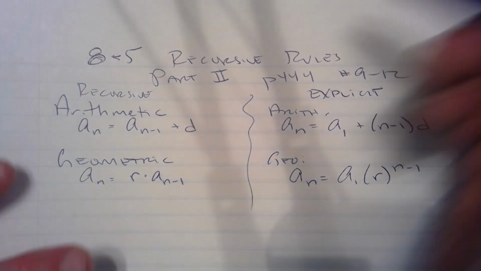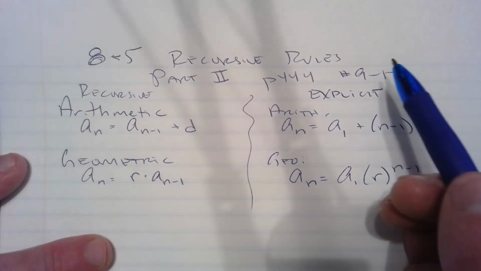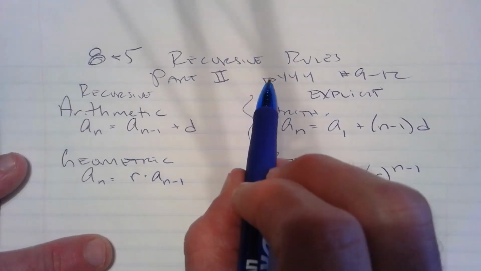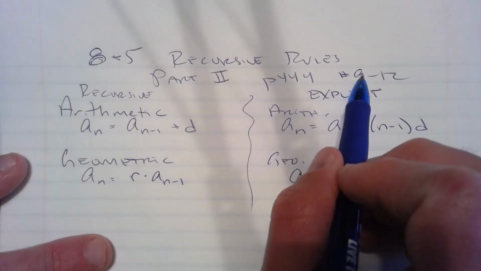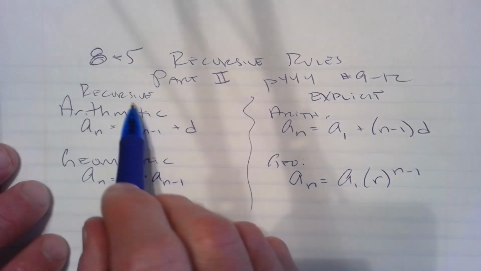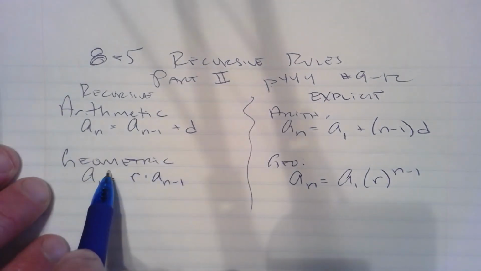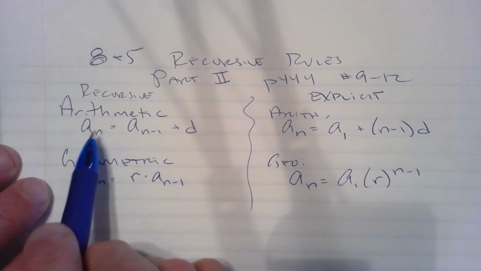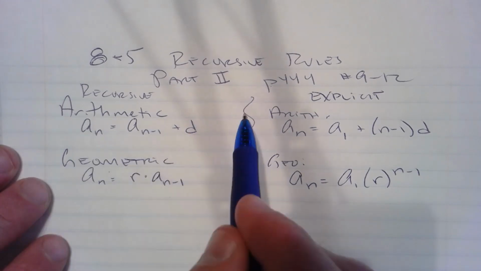All right, welcome to the last part for recursive rules before we get into word problems. I'm on page 444, numbers 9 through 12, but I did copy down the core concept that was on page 442, so I suggest you do it again. Remember, you don't need to memorize things. The more you write it, the more you know it.